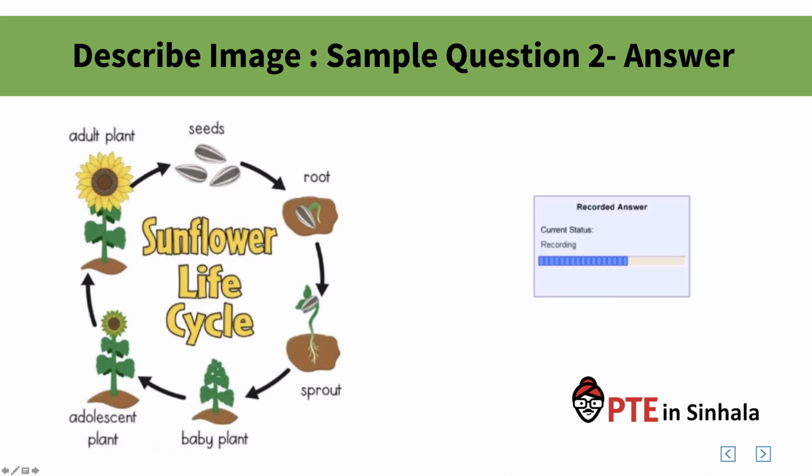They are then transformed into baby and adolescent plants. Finally, they grow into adult plants which bear sunflower seeds once again. Overall, the life cycle process of a sunflower plant is quite repetitive.